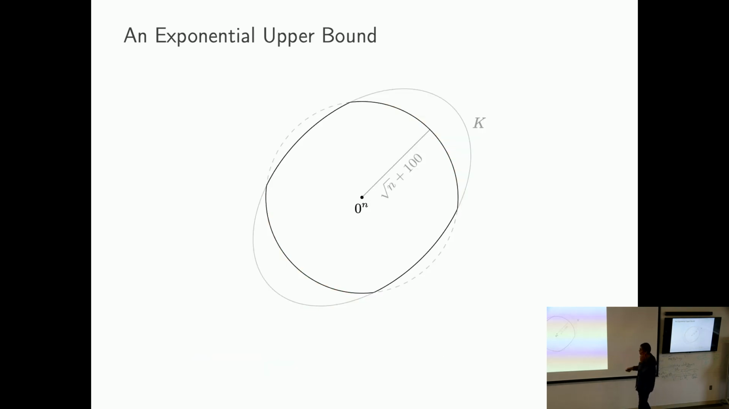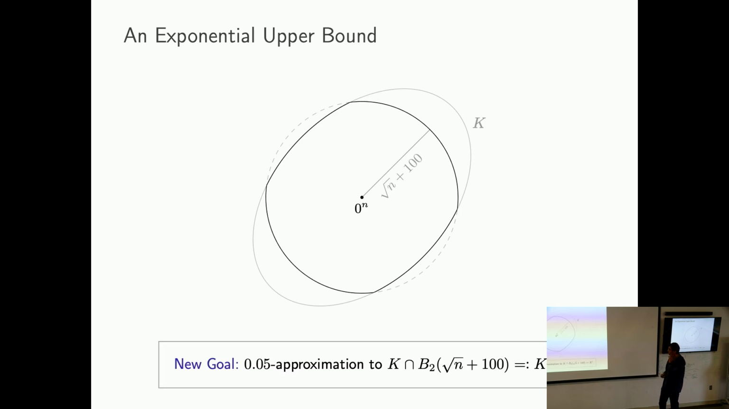So you end up with this weird set, which I'll call K prime. And our goal is to get a 0.05 approximator to this set K prime, because we already ate 0.05 error on the outside. If you eat 0.05 error over here, then add them up, the triangle inequality tells you that in total you've eaten 0.1 error, which is our goal. This is going to be my notation for the L2 ball of radius root n plus 100. And like I said, I'm going to call the intersection set K prime.